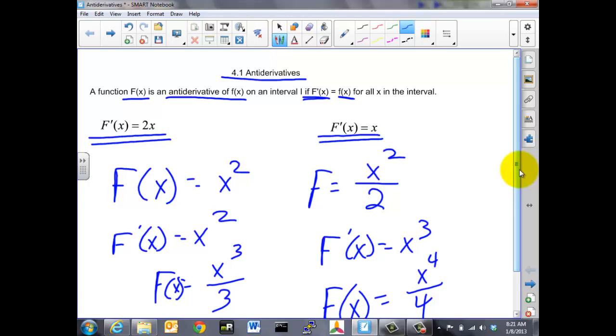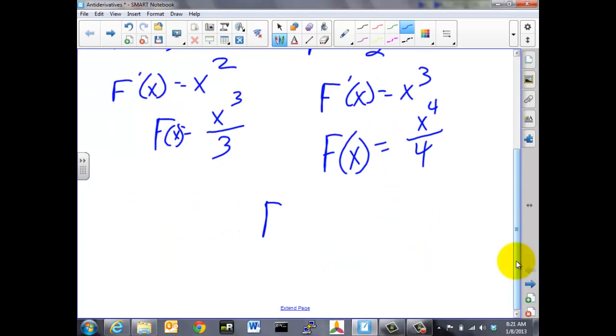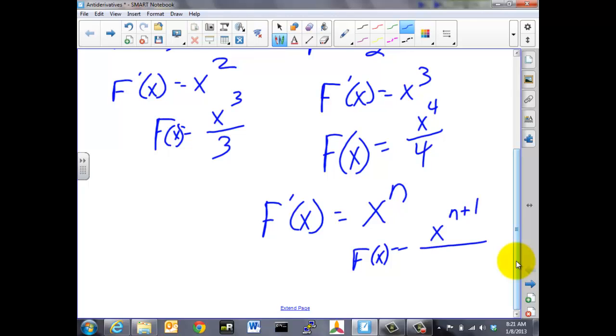Just to kind of get you thinking, capital F is an antiderivative. It doesn't have to be that way. So, let's give you one last problem here. What if the function is x to the n power, where n is any number other than 0? It's x to the n plus 1 over n plus 1. Does that follow suit with all the examples we just did?